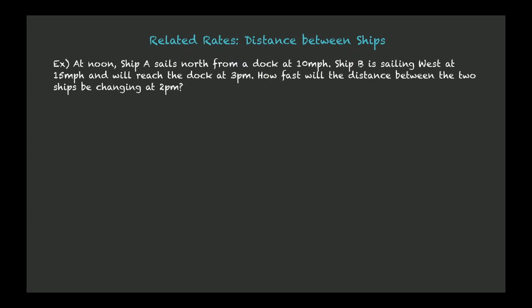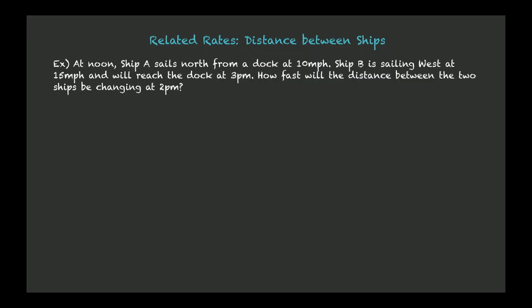Alright, in this video we're going to be taking a look at another related rate problem, this time involving distance between ships. So at noon, ship A sails from a dock at 10 miles per hour. Ship B is sailing west at 15 miles per hour and will reach the dock at 3 p.m. How fast will the distance between the two ships be changing at 2 p.m.?